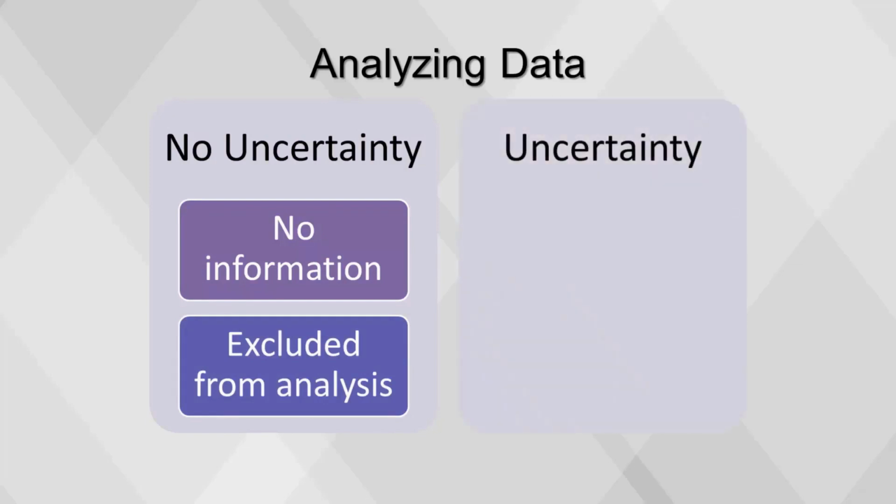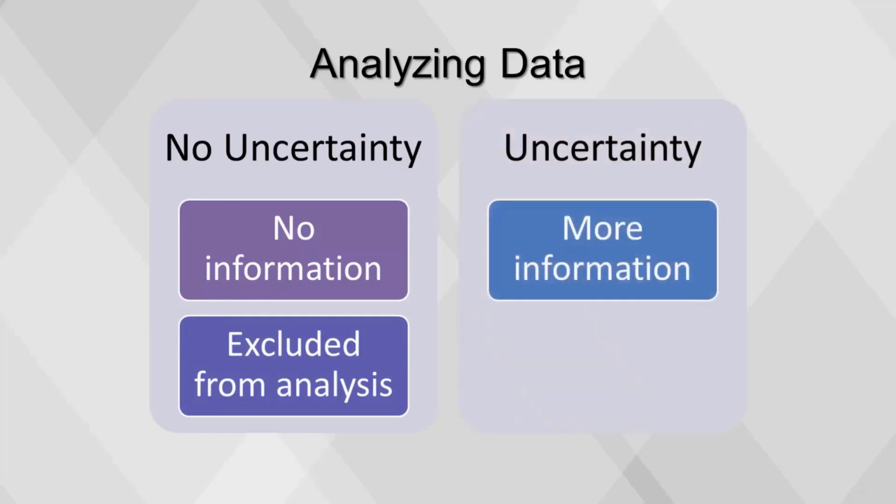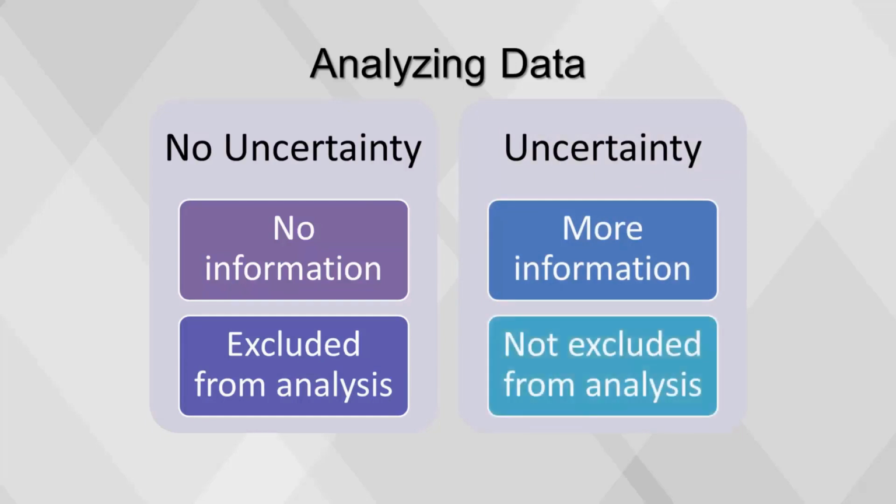On the other hand, if a variable has maximum uncertainty because it contains values that are equally likely, it will be difficult to guess the value for a new observation. These variables are not excluded from analysis.